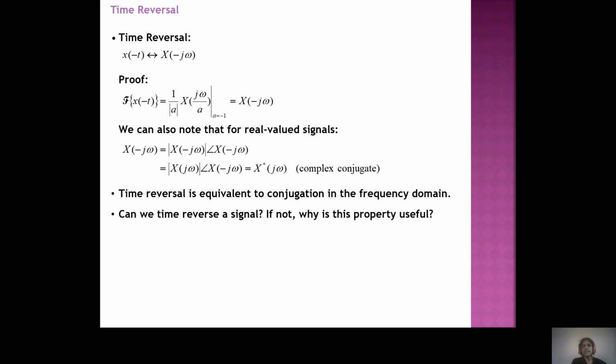So we can also note that for real-valued signals, X of minus j omega is equal to the conjugate of X of j omega, that is, the magnitude of X of minus j omega is equal to the conjugate of X of j omega. So time reversal is equivalent to conjugation in the frequency domain.